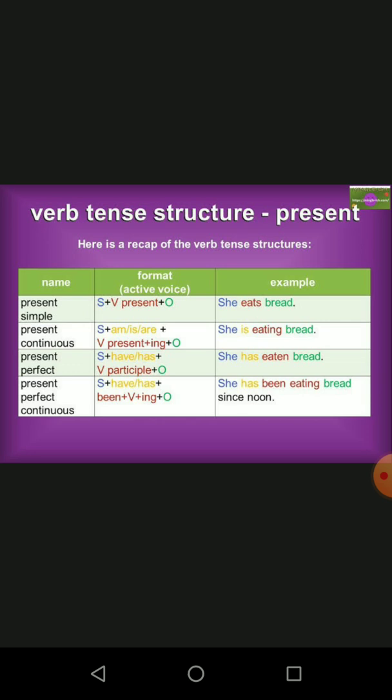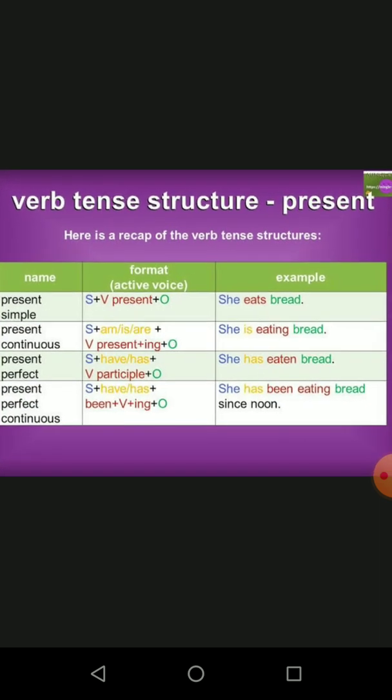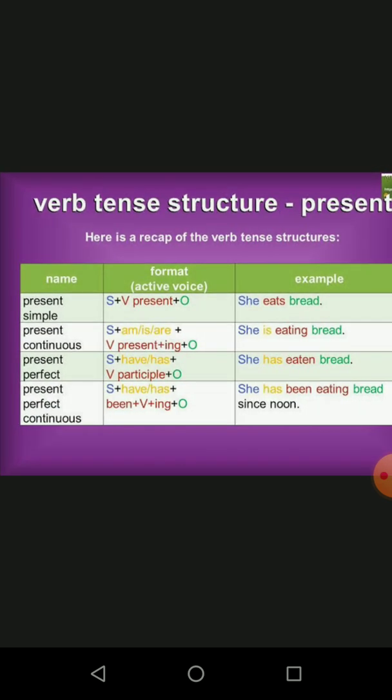So as you can see in this chart, here we have the different formats of the present tense forms and how it is used in the sentences. The first type is the simple present or present simple. It is given over here. The format is of an active voice sentence.